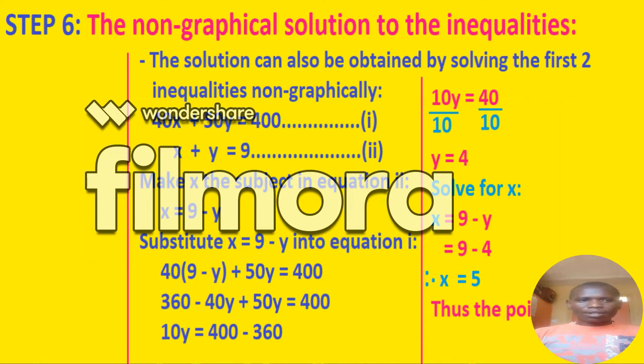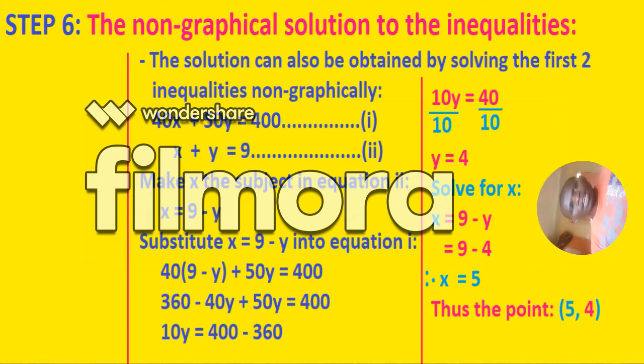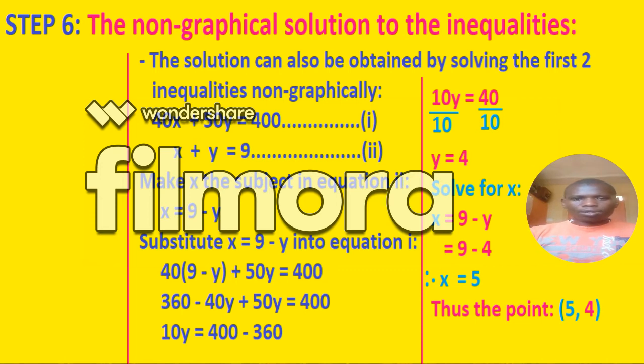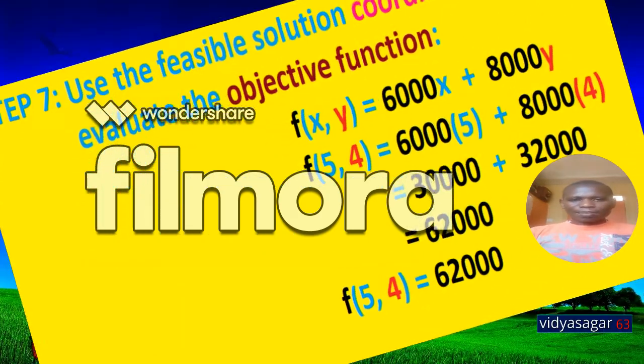Solve then for x. Remember, x is 9 minus y. Therefore, substituting the value of y, we are going to have x equals 9 minus 4. Therefore, x is equal to 5. Thus, the feasible point is (5, 4). The coordinate is (5, 4). And that is a non-graphical way to solve for the feasible point. Let's proceed to the last step, and that is step 7.